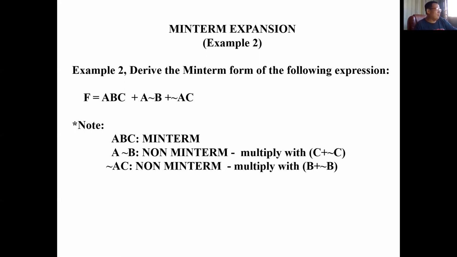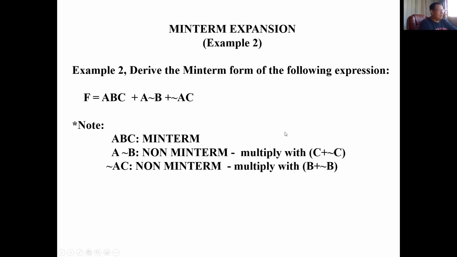Derive the minterm form of F equals ABC plus A not B plus not A C. ABC is a minterm, but A not B is not, and not A C is not. So what will you do to convert this into minterms? We multiply A not B with C plus not of C, and not A C is converted by multiplying with B plus not of B.